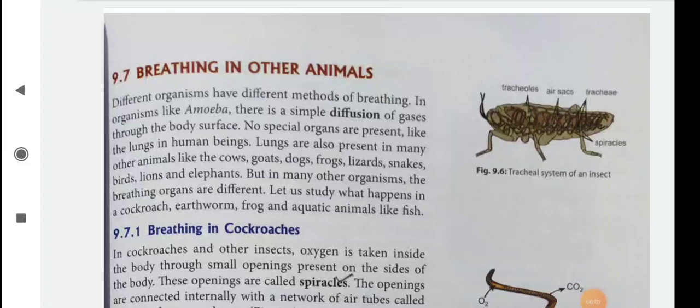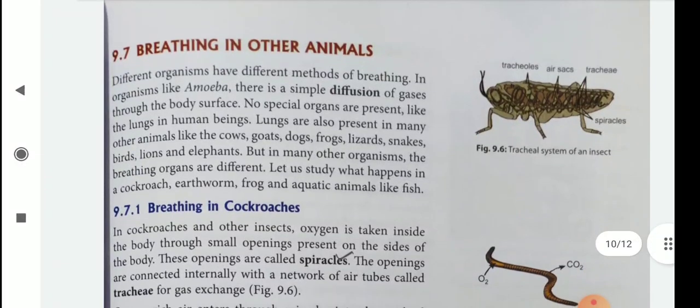Good morning, children. Let's continue chapter 9, Respiration in Organisms. Now we'll discuss breathing in other animals. Different organisms have different methods of breathing.